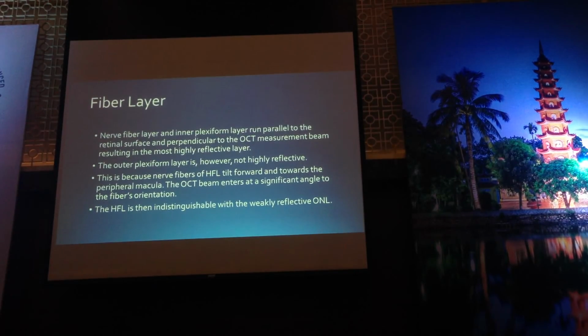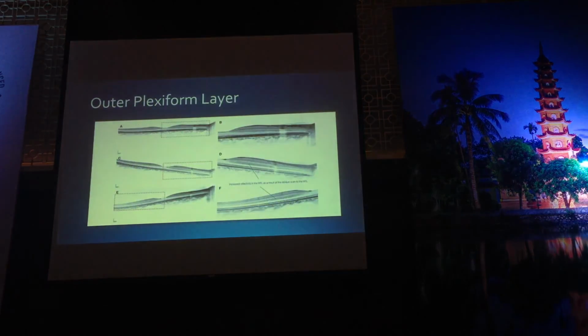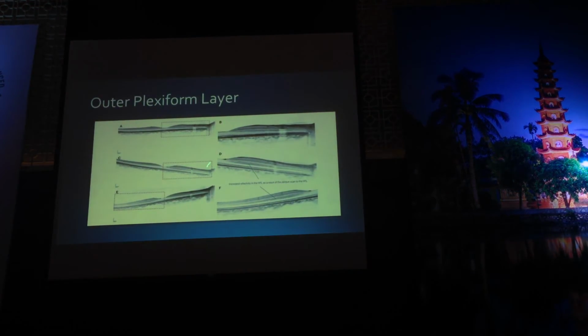The outer plexiform layer, as I told you earlier, was not highly reflective because the nerve fibers of the Henle fiber layer are tilted forward and towards the peripheral macula, and the OCT beam enters at a significant angle to the fiber orientation. That's why it's not highly reflective. And then the Henle fiber layers stand indistinguishable with the weakly reflective outer nuclear layer. Here I'm going to show you in detail.